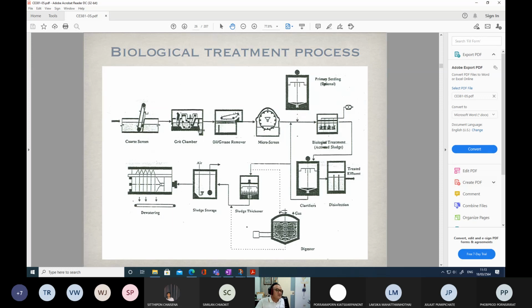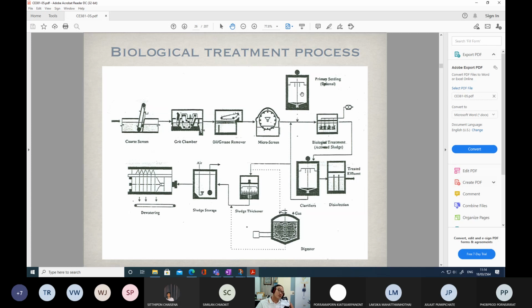And this is the flow chart of the wastewater treatment or the biological treatment process. Wastewater treatments mainly apply the biological process to remove the contaminants. You will find they use the coarse screen, grit chamber, oil and grease remover, and even the micro screen. So these are part of the preliminary treatment process or the primary treatment process. Primary settling is also part of the preliminary treatment process.